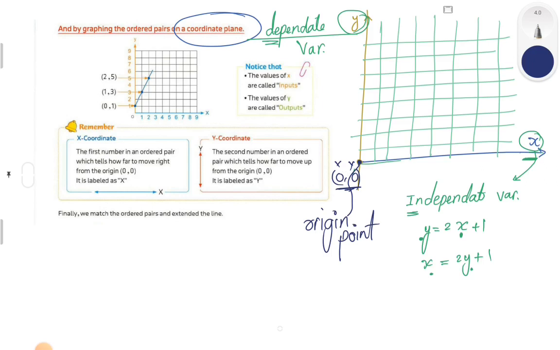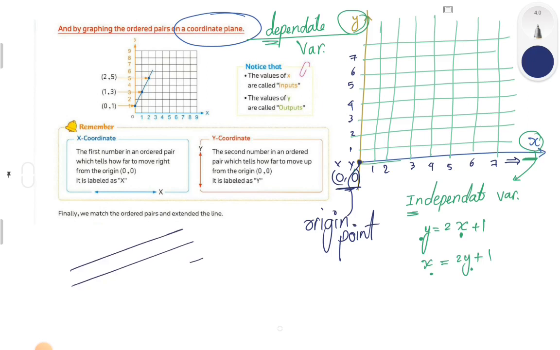After 0 on the x-axis we have 1, 2, 3, 4, 5, 6, 7 and so on. On the y-axis after 0 we have 1, 2, 3, 4, 5, 6, 7 and so on. Okay? Okay.